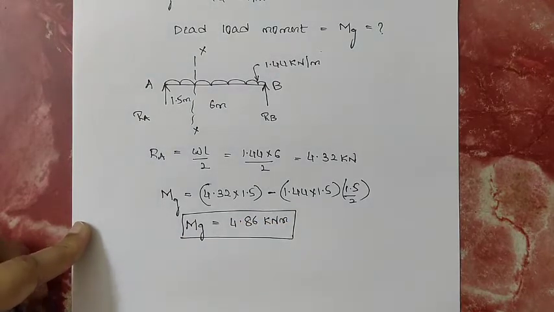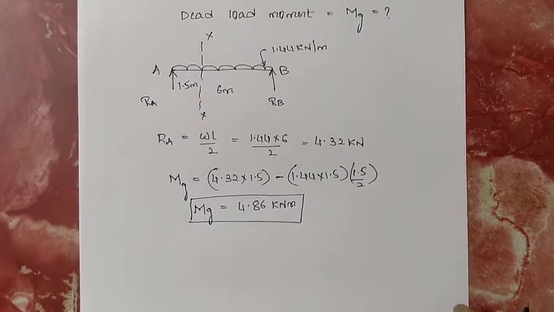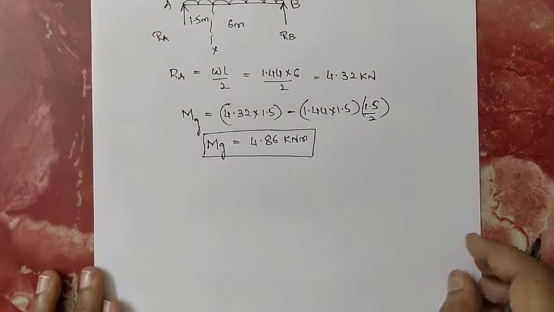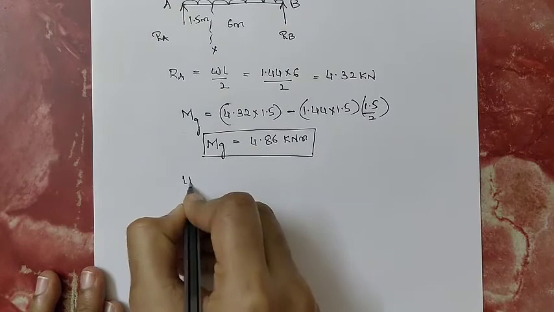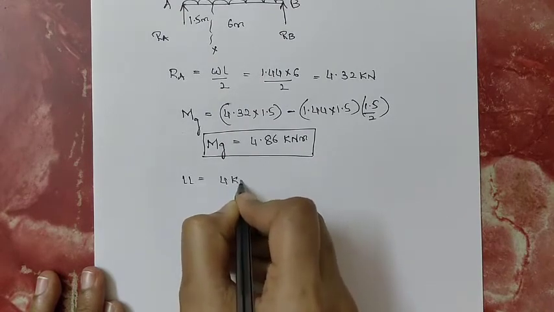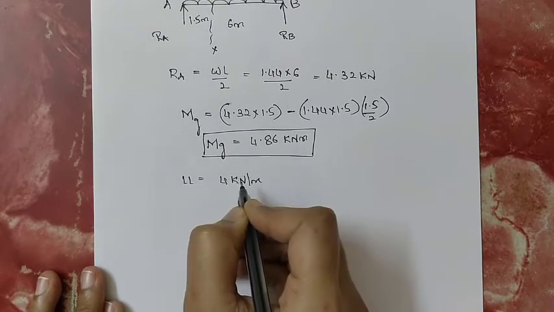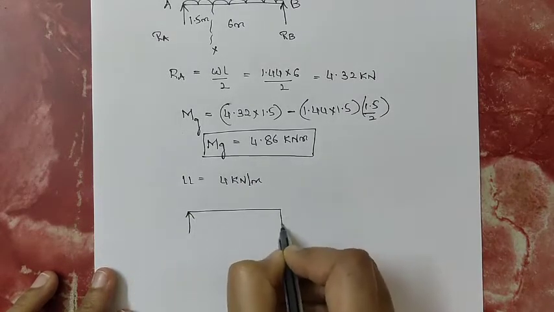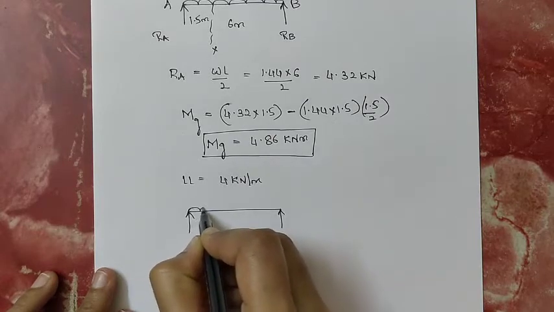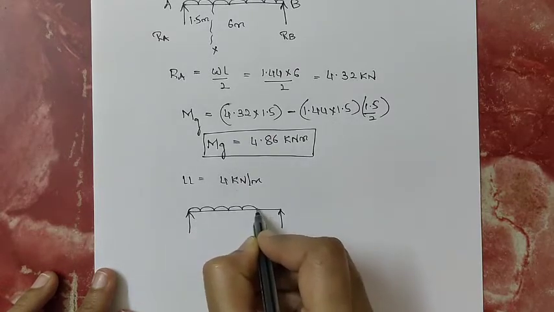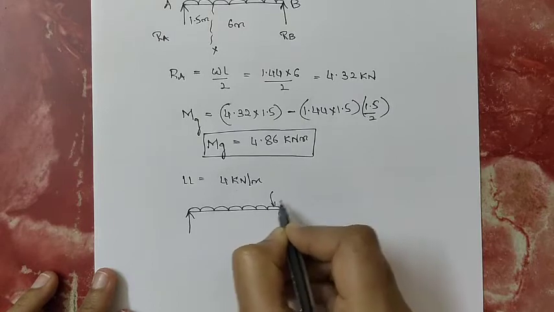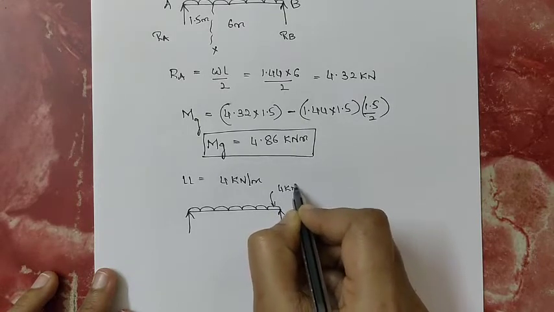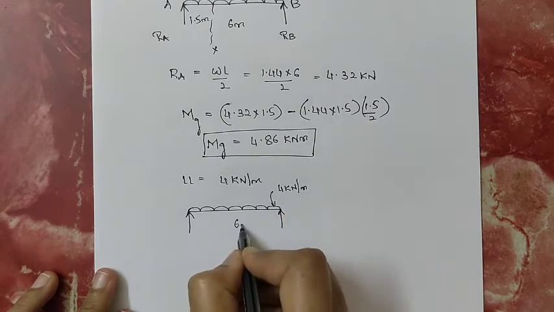Similarly, you need to calculate live load moment. The intensity of the live load, they have given it as 4 kilonewton per meter. Okay, same, write down the load diagram. The intensity of live load is 4 kilonewton per meter. The span is 6 meter.